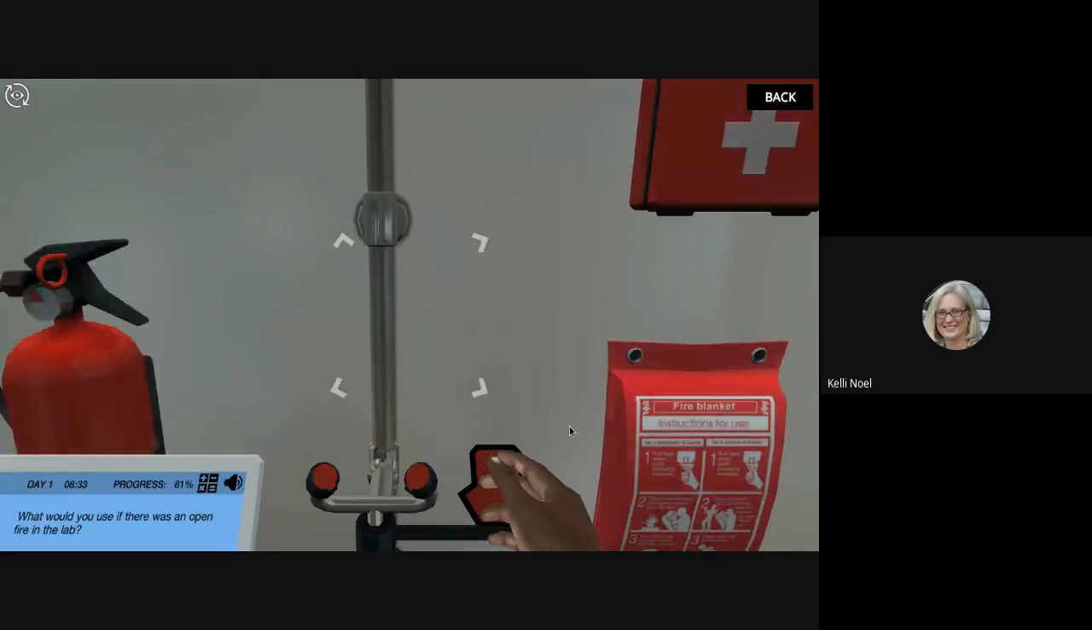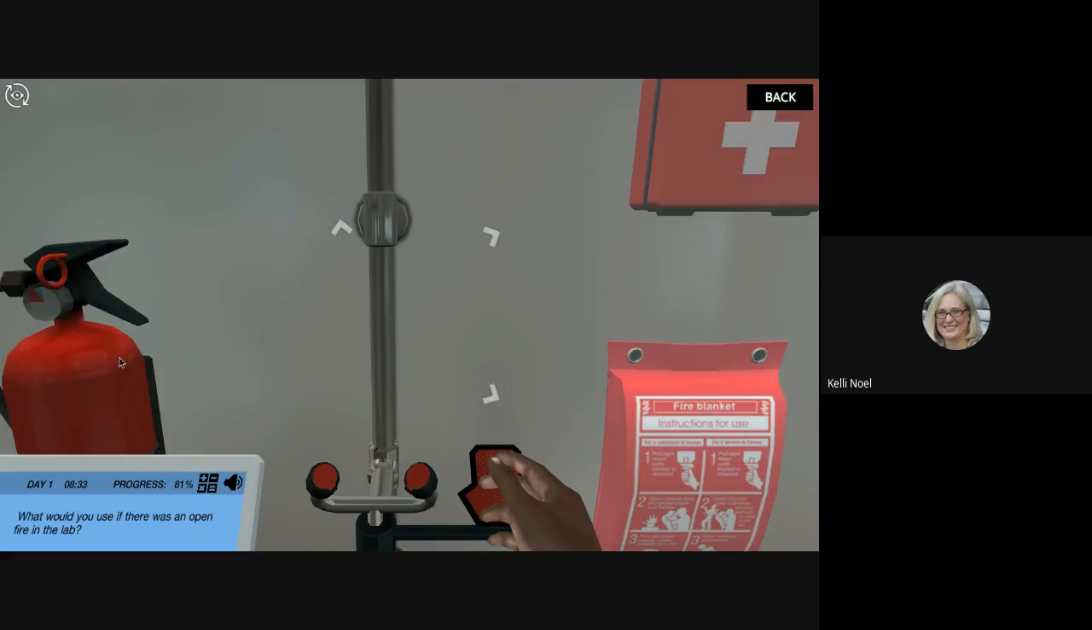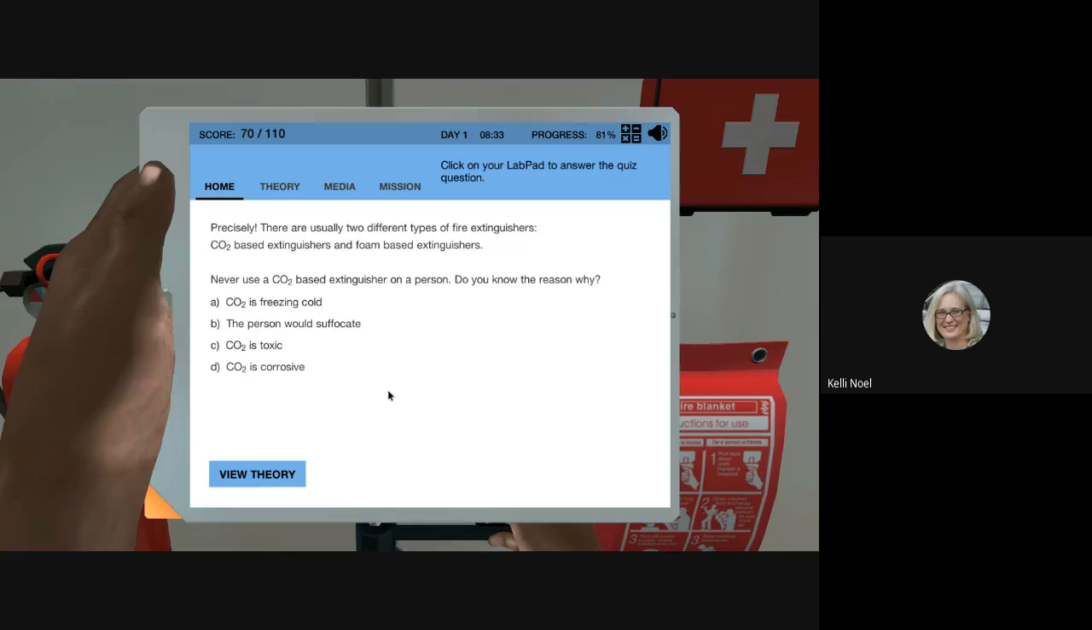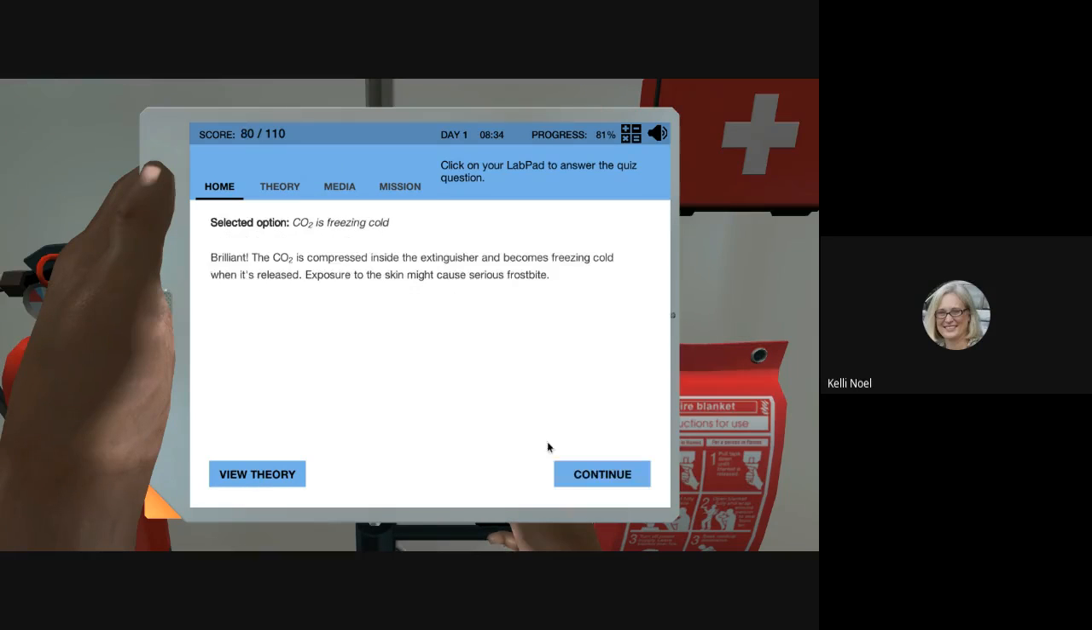What would you use if there was an open fire in the lab? Precisely. There are usually two different types of fire extinguishers: carbon dioxide-based extinguishers and foam-based extinguishers. Never use a carbon dioxide-based extinguisher on a person. Do you know the reason why? If you didn't, you could go to the theory section, it has the information there. Carbon dioxide is compressed inside the extinguisher and becomes freezing cold when it's released.